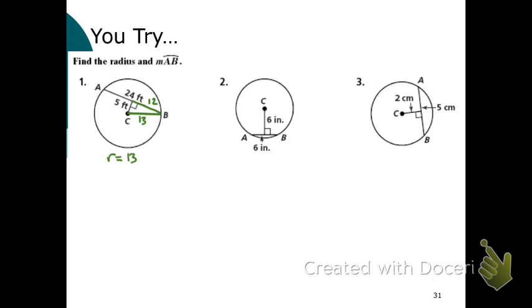Excellent. That was the first part of the question. Now the second part of the question is to measure the measure of arc AB. In order to get the measure of arc AB, we have to find the measure of the central angle.